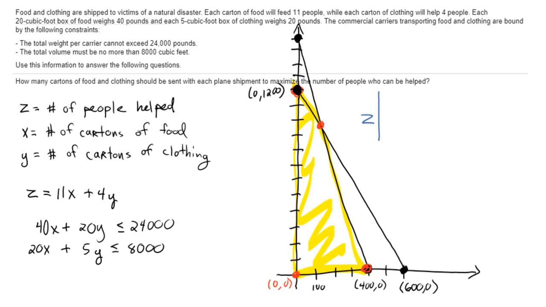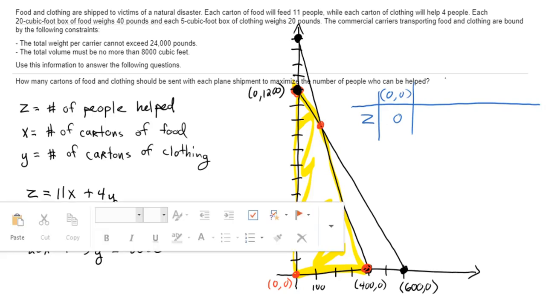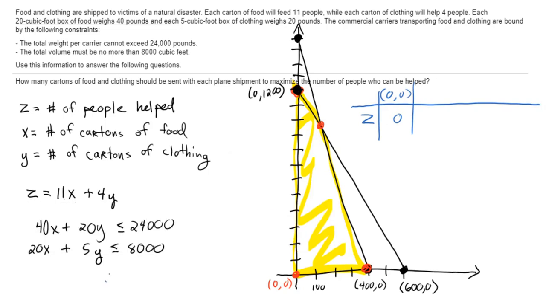So I'm looking for z values at all my different ordered pairs. So the z value at 0, 0 is just 0, so that's probably not going to be the winner. Okay, and then another ordered pair would be 0, 1200. When we're testing z values, you're plugging it into your objective equation. So what that looks like is z equals 11 times 0 plus 4 times 1200. Which is 4 times 1200. And when you do that, you get 4800.